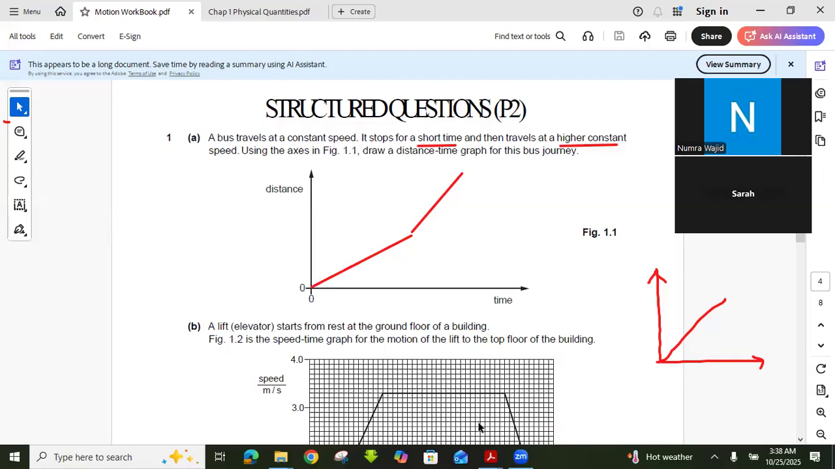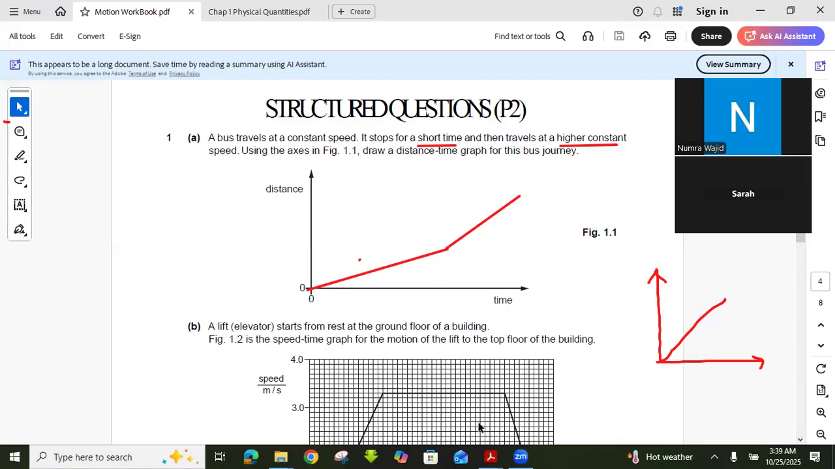Now, don't we have to draw where it stopped? Yes, you have to draw till the whole journey. Because we haven't measured the time intervals, you can draw it till over there if you want. Could be like this, and then a steeper straight line like this till the end of the journey. Yes, like this.